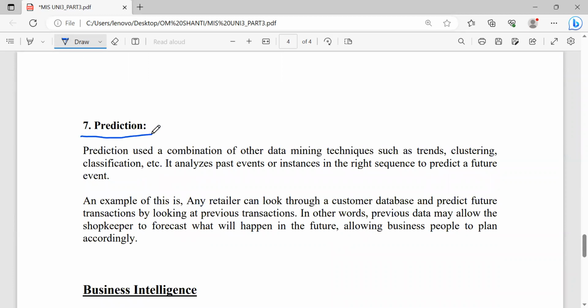Last is prediction. Prediction is also a very helpful technique for data mining. Prediction uses a combination of other data mining techniques such as trend, clustering and classification. इसको हम किसी भी टेक्निक के साथ यूज कर सकते हैं. It analyzes past events or instances in the right sequence to predict the future event. इसमें हम एग्जांपल कंसीडर कर सकते हैं. सपोज रेनी सीजन इज कमिंग, तो पर्सन क्या करेगा? पर्सन हो सकता है शॉप से जब और सामान खरीद रहा हो, at that time he may purchase an umbrella or raincoat. So this is the prediction. With prediction, a business can grow as well. So these are the 7 techniques for data mining.